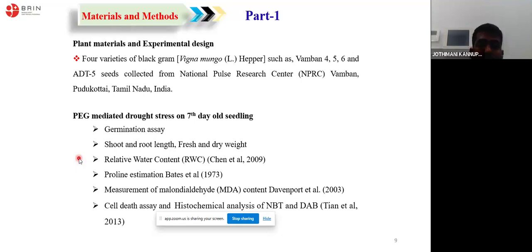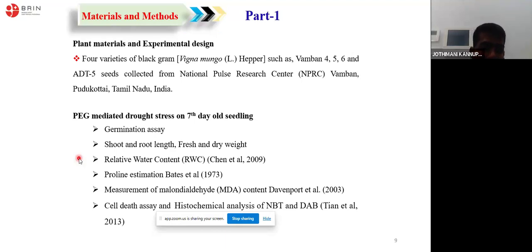The plant material and experimental design. Four varieties of black gram seeds, such as 1.4, 5, 6 and ADT5, were collected from Tamil Nadu Pulse Research Center, Ambur, Pudukkottai, Tamil Nadu, India. We applied PEG-mediated drought stress and used 7-day-old seedlings to assess the germination assay.